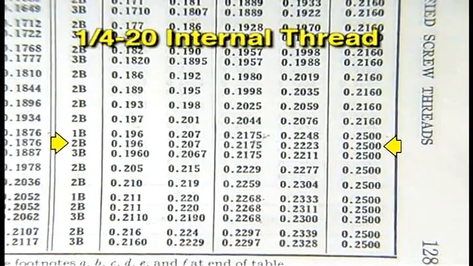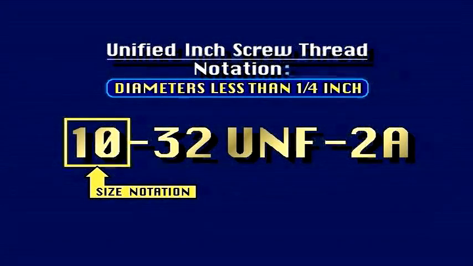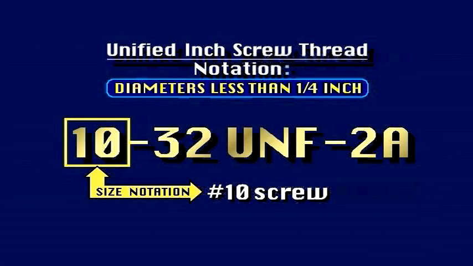The actual nominal and tolerance limits of the thread for this size notation must be found before measurement can occur. If the major diameter of the feature is less than 1/4 of an inch, the diameter will be expressed as a whole number from 0 to 12. For example, a number 10 screw will have a major diameter of 190 thousandths of an inch.